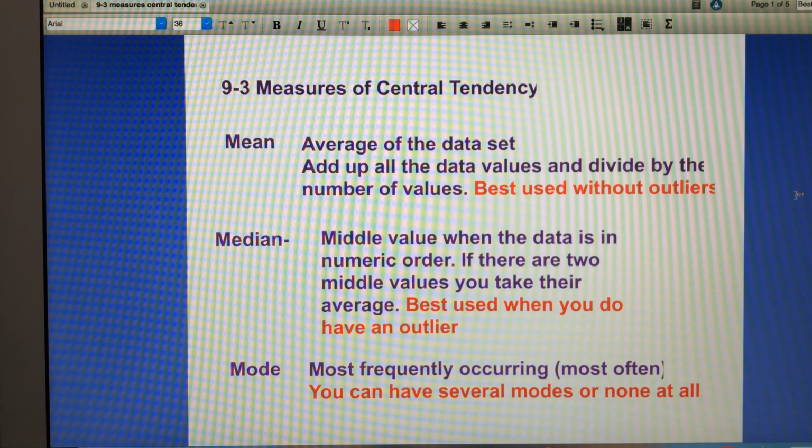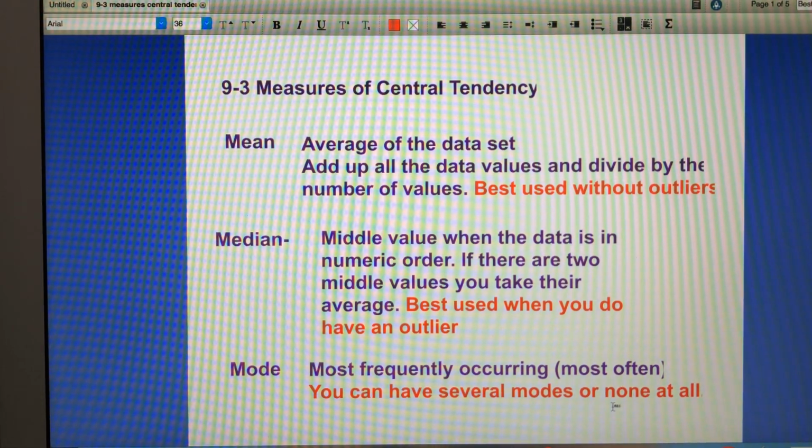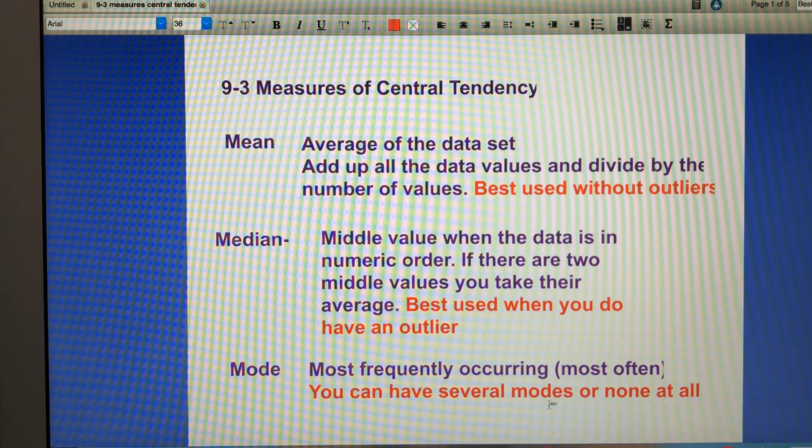Mode, most frequently occurring. This number is what's used most often. You see that every time you're asking people, how old are you? And the number 14 keeps coming up over and over. That will be your mode because it came up the most often. Be aware that you can have more than one mode. You could have two modes. You could have three modes. If there is a tie for mode, you list all of them. What if there's no mode? What if every single data point is only listed one time? Then that's okay. None at all.